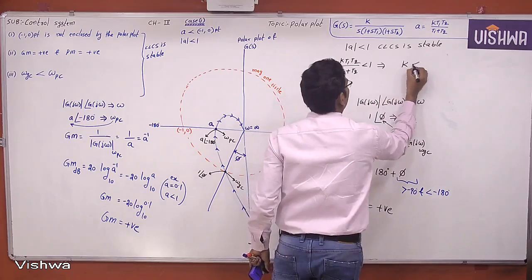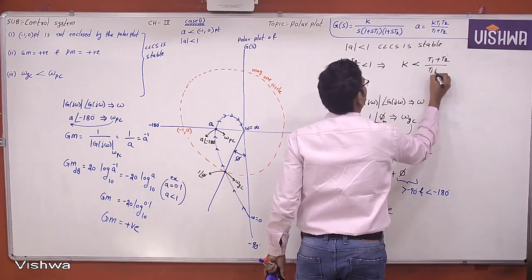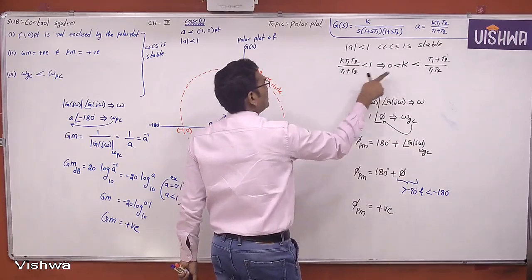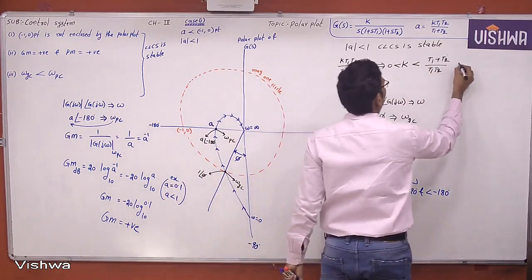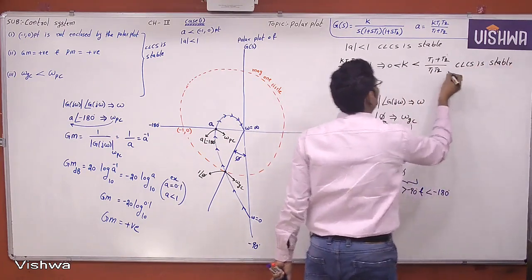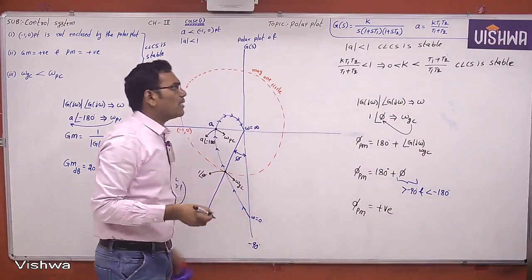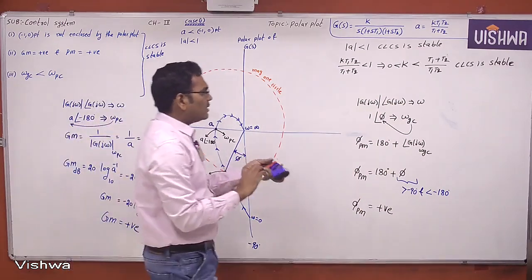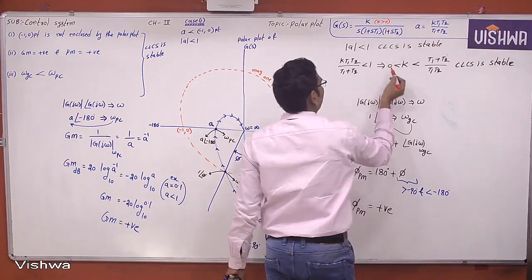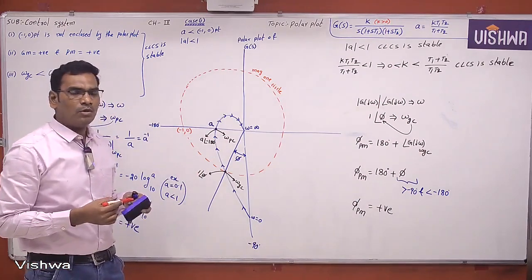Which means that K is less than T1 plus T2 by T1 T2, and generally K is always positive. So when K is greater than 0 and K is less than T1 plus T2 by T1 T2, then the closed loop control system is stable. This is the range of values of K such that the closed loop control system is stable, because generally the system gain K is always greater than 0. K is always positive, therefore this is a default condition.